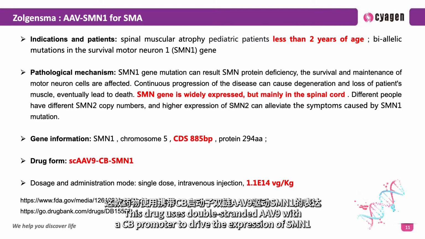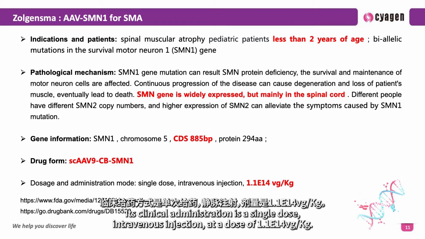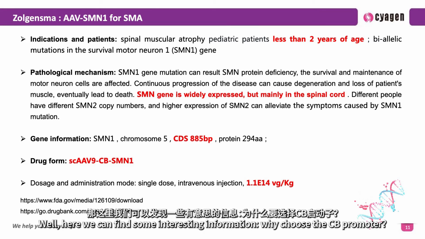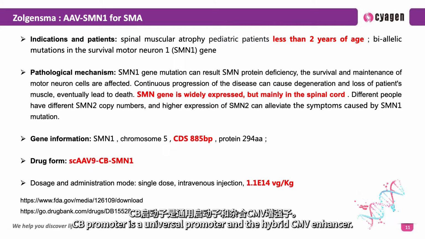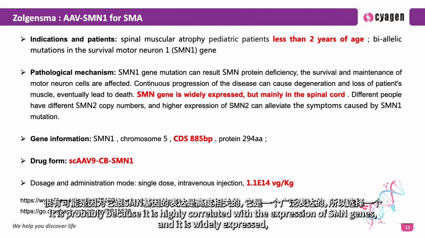This drug uses double-stranded AAV9 with a CB promoter to drive the expression of SMN1. Its clinical administration is a single-dose, intravenous injection, at a dose of 1.1 times 10 to the 14 vg per kilogram. Well, here we can find some interesting information. Why choose the CB promoter? CB promoter is a universal promoter with the hybrid CMV enhancer. It is probably because it is highly correlated with the expression of SMN genes, and it is widely expressed.